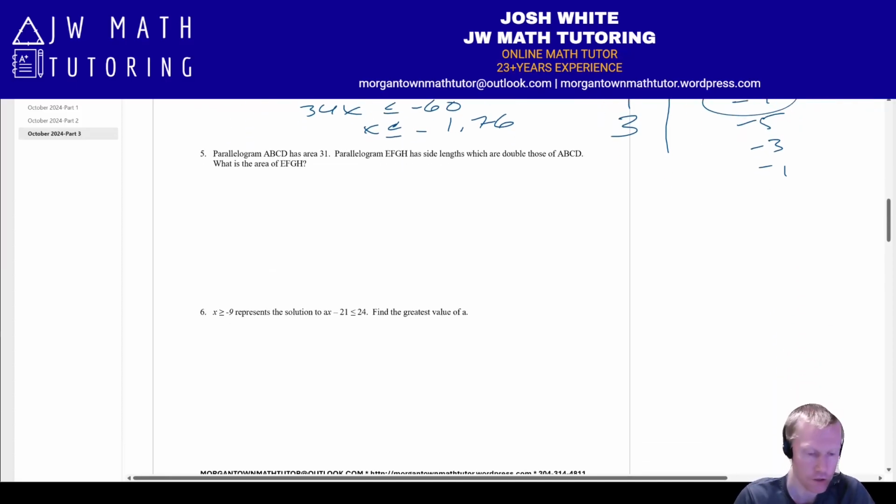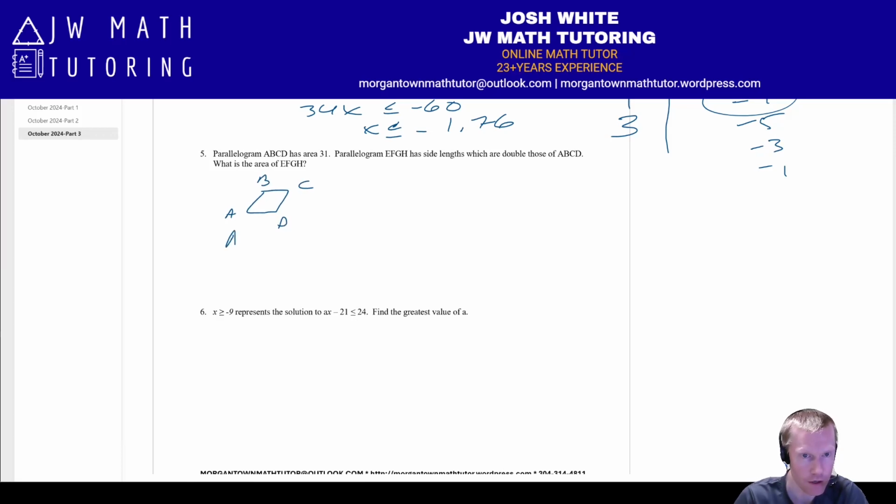All right, let's talk next about problem 5, parallelograms. So you have two parallelograms. One is bigger than the other. ABCD, its area is equal to 31. And then EFGH, its sides are double that of ABCD.